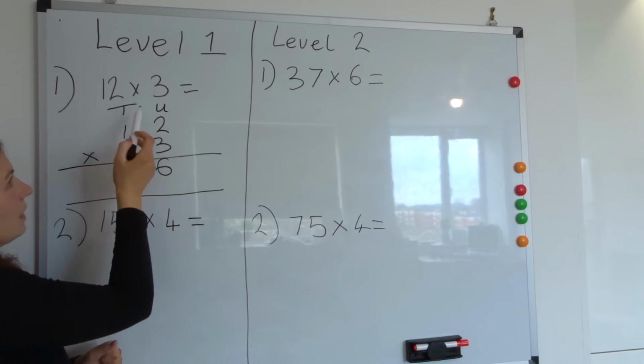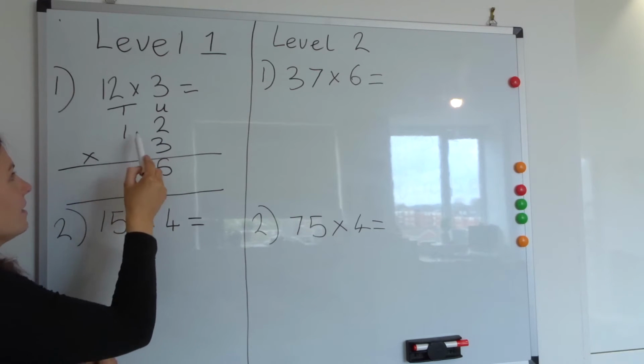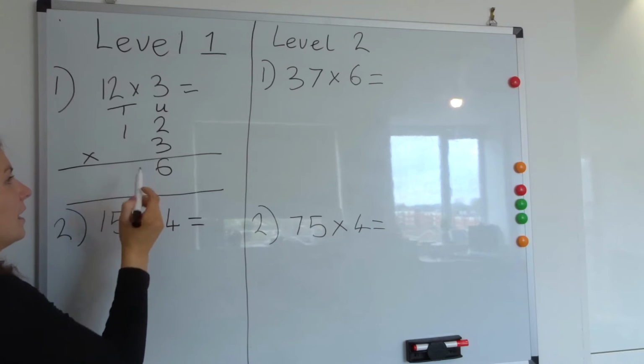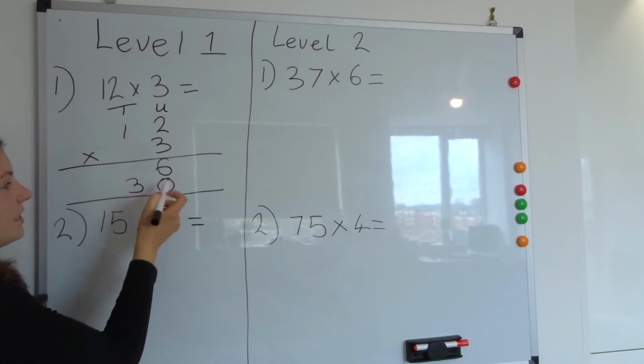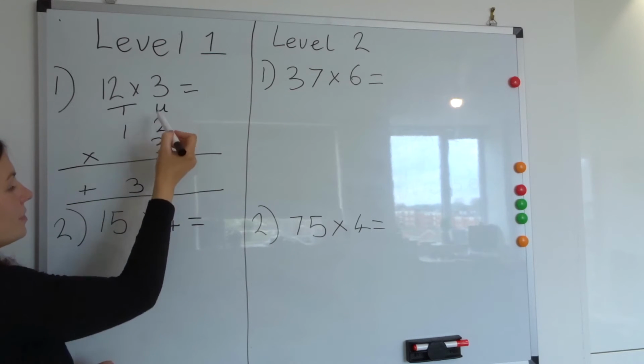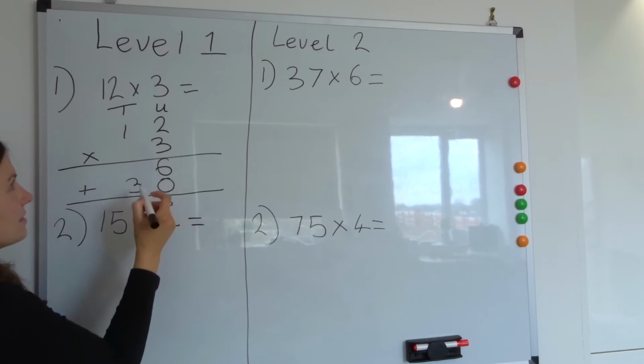And then we move over to our tens column. So we've got 10 times 3. 10 times 3 is 30. Well done. And then we need to add these two together. So units is 6, add 0 is 6.